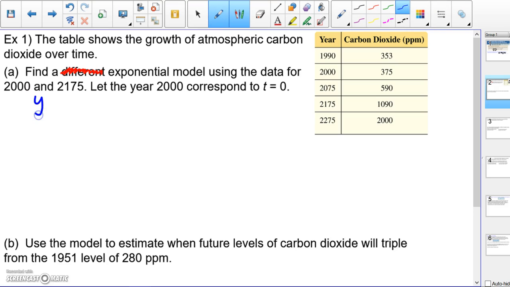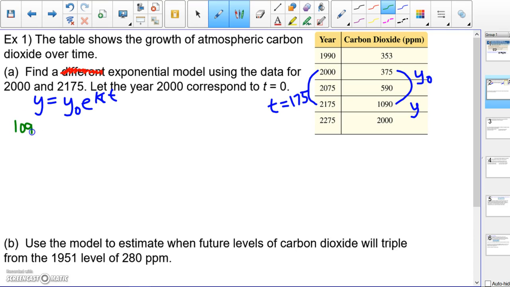We're going to start with our formula that we learned on the last slide, y equals y0 times e to the k times t. And we look at the chart to see a couple of things. We're looking at the years 2000 to 2175, so we would notice that the time span there is 175 years. But we're concerned with these y values. Looks like y0 is where we started at 375, and the final amount would be 1090. So plug in the values into the equation that we can. We've got 1090 equals 375 times e to the k times 175.